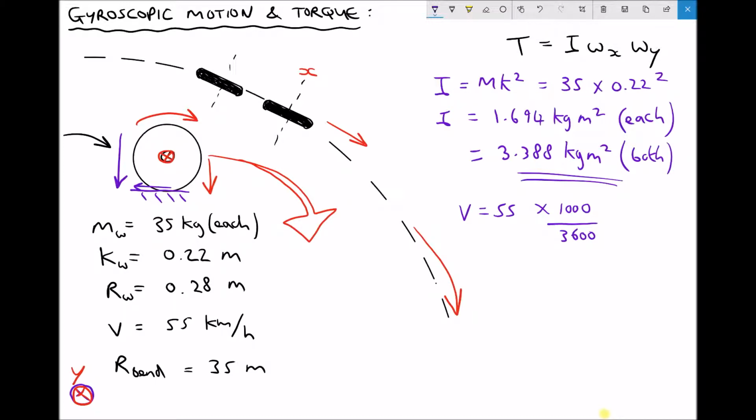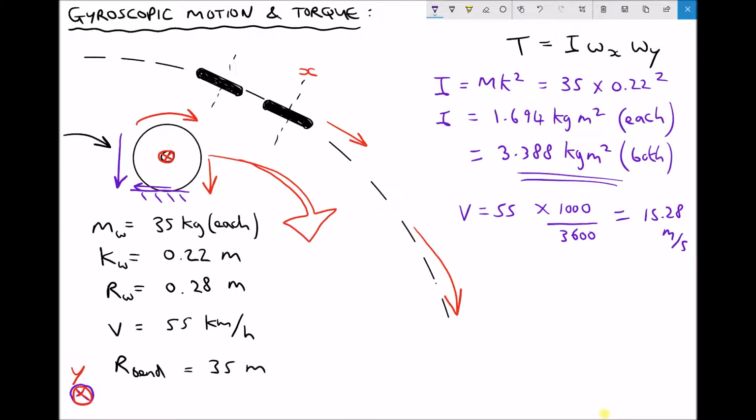3600 is the number of seconds in a minute, 60, times the number of minutes in an hour, also 60. 60 times 60 is 3600. Again, we've seen earlier tutorials on how to do these conversions, but that gives us a linear velocity in meters per second equal to 15.28 meters per second. But we don't want the linear velocity, we want the angular velocity.